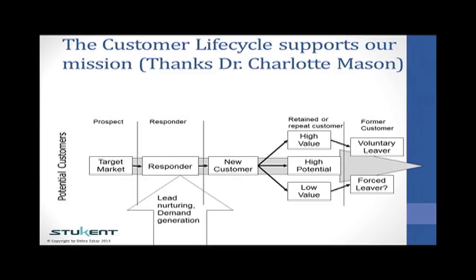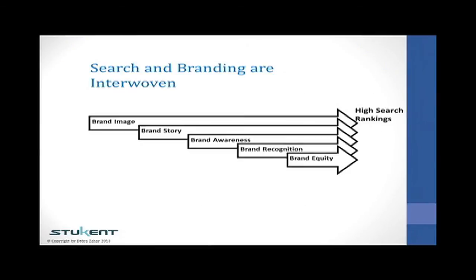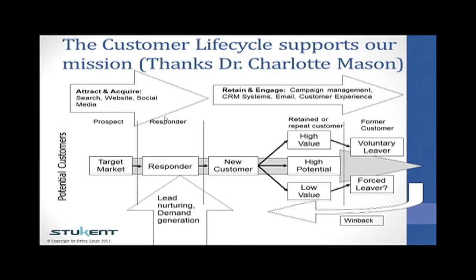So another thing that we need to do, and I'm going to thank Dr. Charlotte Mason from the University of Georgia for this, is that we need to think about how we develop our customer life cycle and what our objectives are. Now, the traditional customer life cycle is based on the fact that we see customers that we want to attract and acquire and then retain and engage them. So we want to get people to our website through search, social media, email, whatever that might be. And then email really is more of an engagement tool, so I put that over here. But we can retain and engage them.